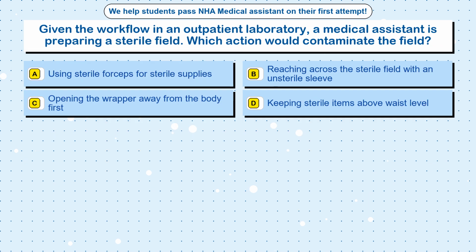Question 15. Given the workflow in an outpatient laboratory, a medical assistant is preparing a sterile field. Which action would contaminate the field? Option A. Using sterile forceps for sterile supplies. Option B. Reaching across the sterile field with an unsterile sleeve. Option C. Opening the wrapper away from the body first. Option D. Keeping sterile items above waist level.